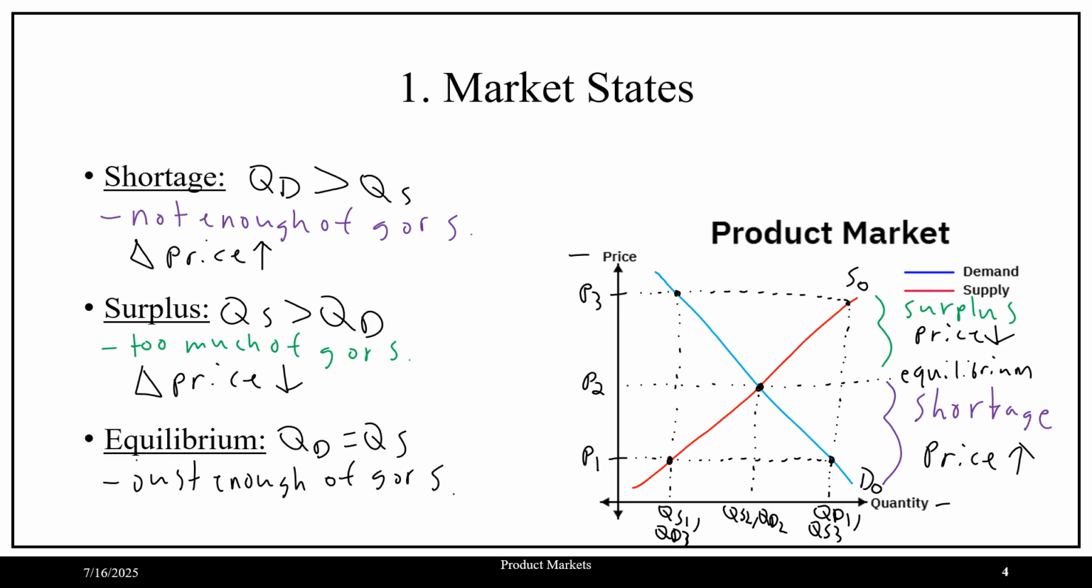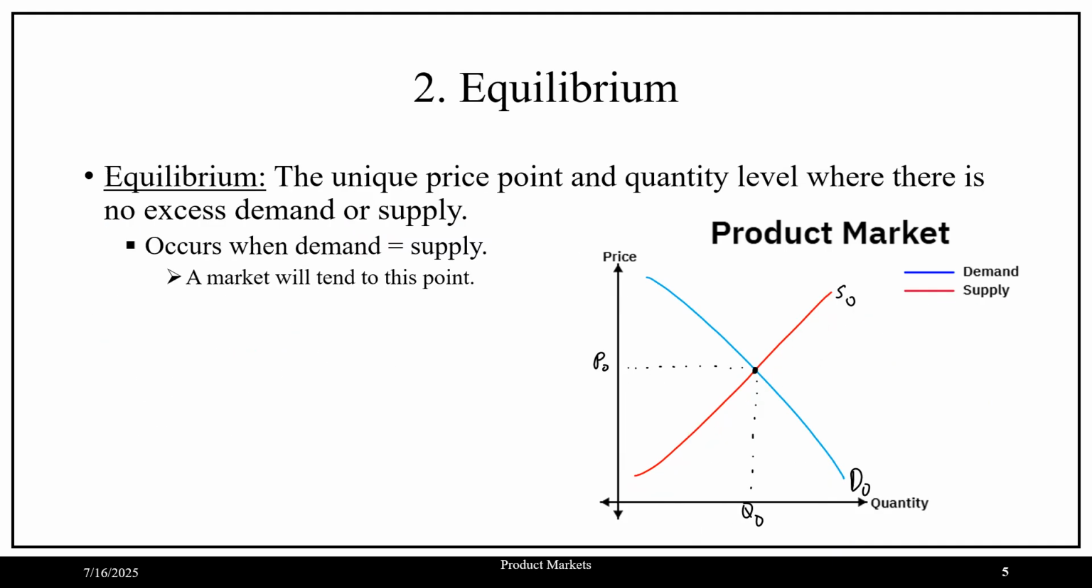So notice that equilibrium happens at one point. However, if the market is not in equilibrium, if it's in a surplus, there's incentive for prices to go down, which tries to push the market back to equilibrium. And if the market is in a shortage, there's incentive for prices to rise to go back to equilibrium as well. This is what makes equilibrium so special. Equilibrium is the unique price point and quantity level where there's no excess demand or supply. As mentioned, at this point of equilibrium, I'm going to put EQ for that, quantity demanded is equal to quantity supplied.